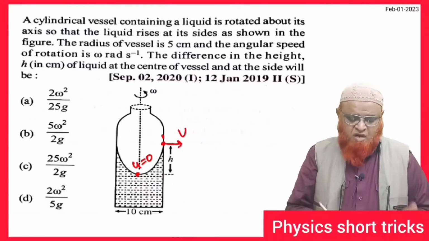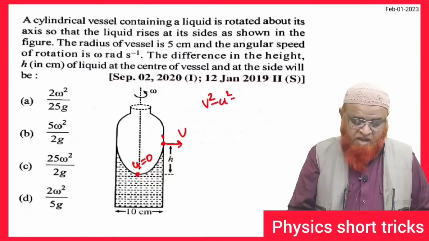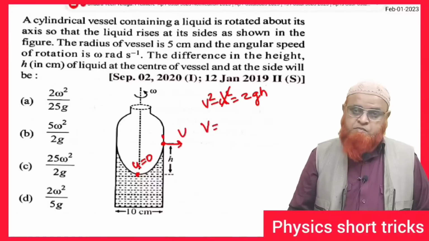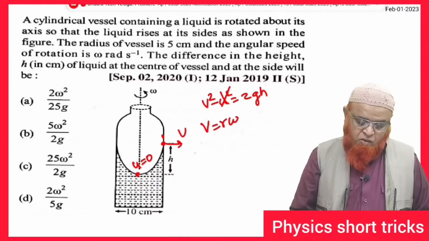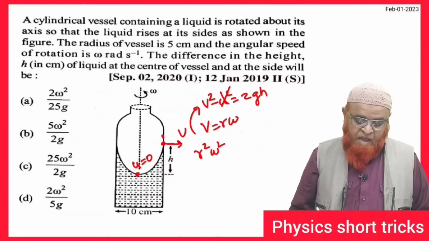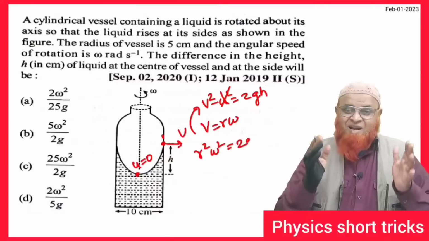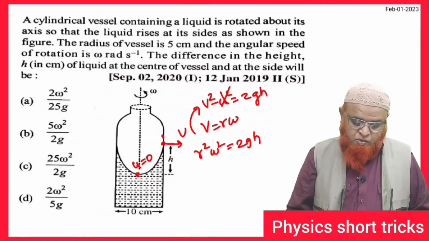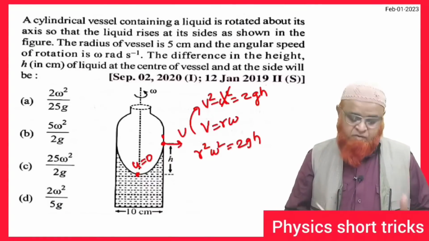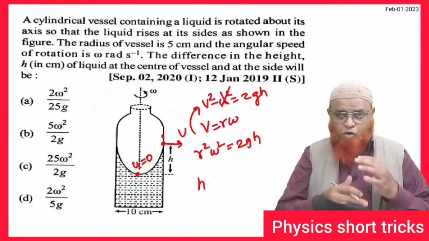I can tell you a shortcut formula, the kinematics formula. I can write v square minus u square is equal to 2gh, where u is taken as 0, and you all know that v is equal to r omega. You can write r square omega square in place of v, and substituting, you get r square omega square equals 2gh. In this way you can find the height difference of the liquid at the bottom as well as at the top.